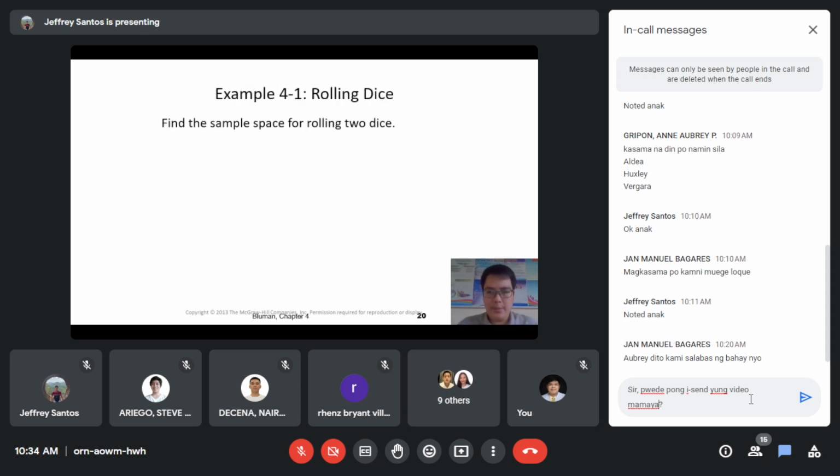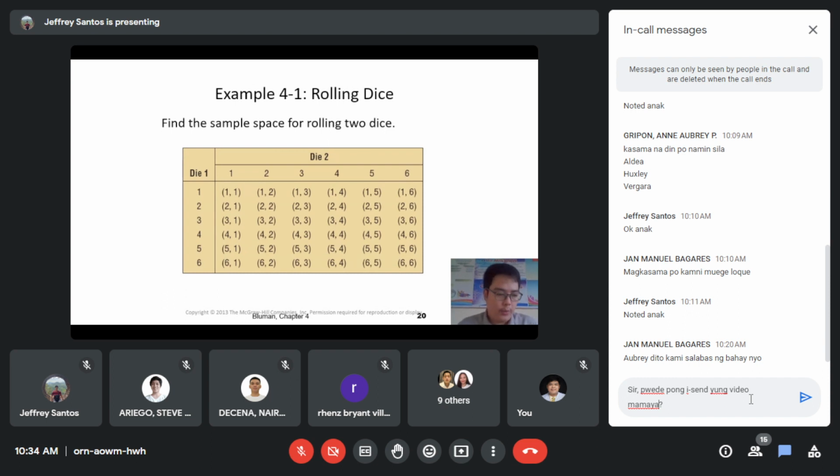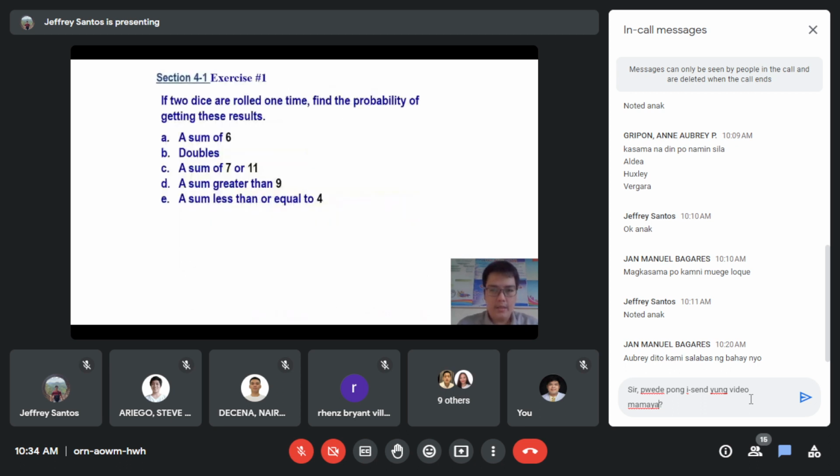Another example: if we are going to roll dice and find the sample space for rolling 2 dice. If you are asked to determine the sample space for rolling 2 dice, then you are going to list all the possible combinations. Ayan, mula 1,1; 1,2; 1,3; 1,4; 1,5; 1,6, hanggang 6,1; 6,2; 6,3; 6,4; 6,5; and 6,6. And here, the elements of the given table are the sample space for rolling 2 dice.